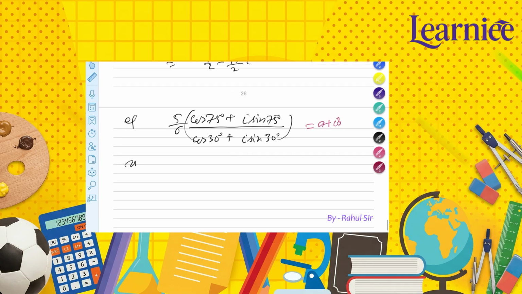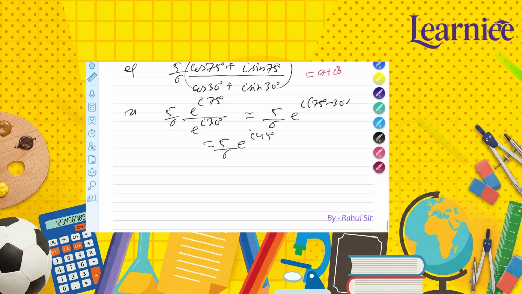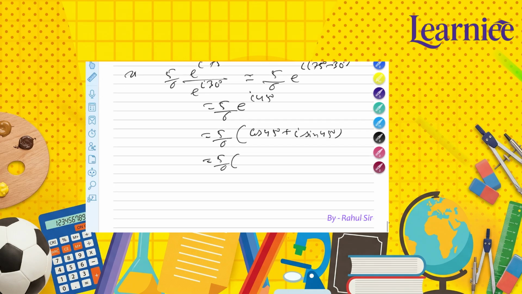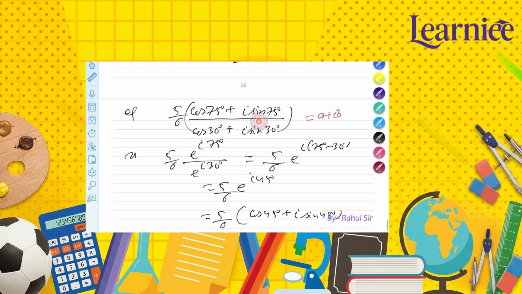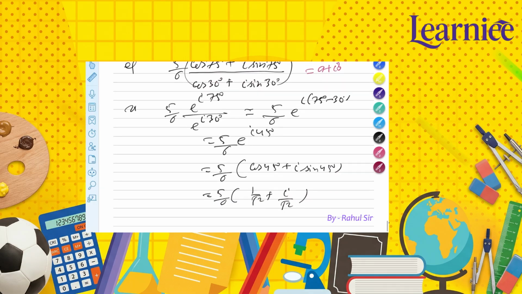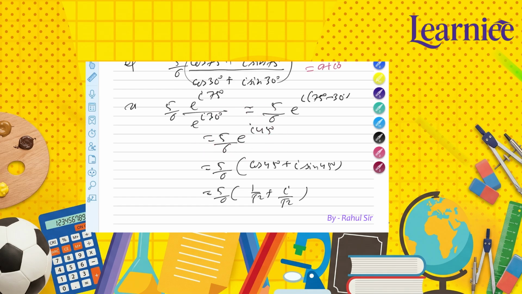So again in the same manner we can say 5 by 6 e to the power i 75 degrees over e to the power i 30 degrees. This is nothing but 5 by 6 e to the power i (75 minus 30) degrees. So this is 5 by 6 e to the power i 45 degrees. So this is 5 by 6 times (cos 45 degrees plus i sin 45 degrees). This is 5 by 6 times (1 by root 2 plus i by root 2). So this is how we can convert this trigonometric form, a little bit complicated, into standard form using the Euler form. Okay.